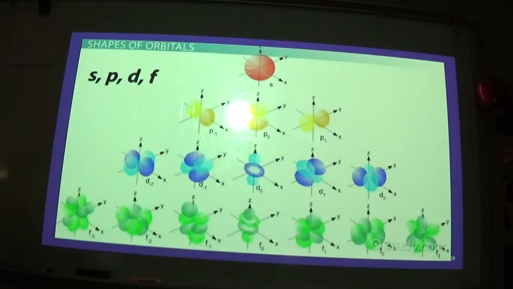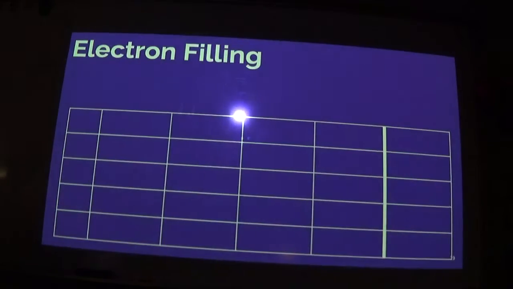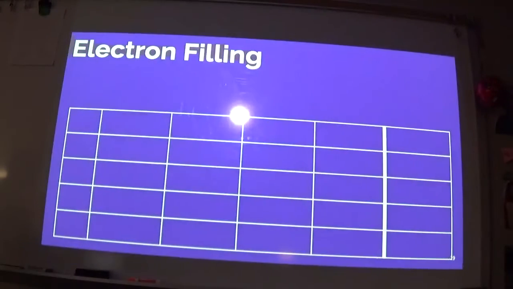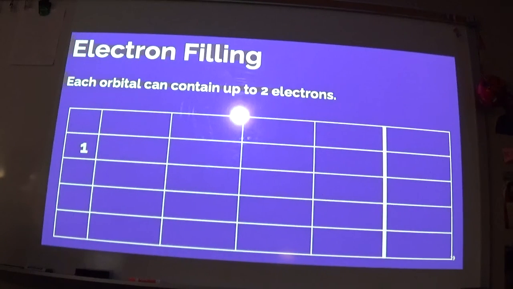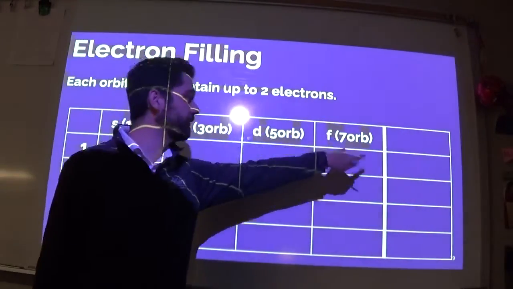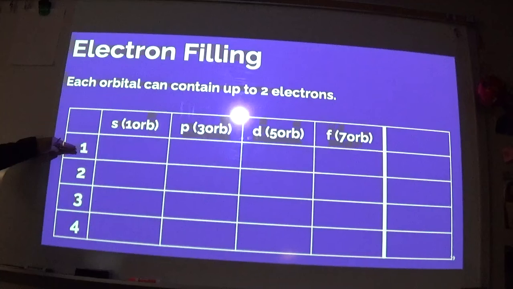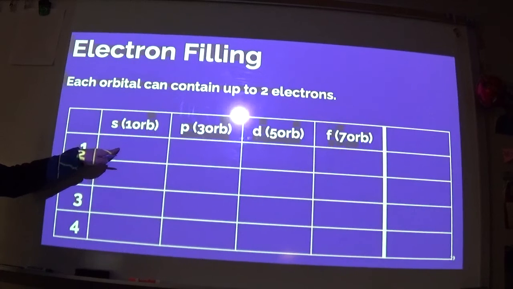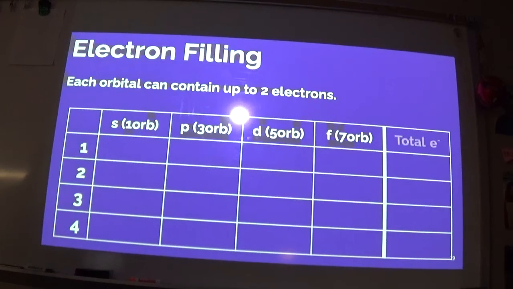So I think we're going to summarize here. This is a chart just to add up how many electrons we're dealing with on each energy level. Here are my energy levels, the first four. I have S, P, D, and F. S subshell has 1 orbital, 3 orbitals in a P, 5, 7. On the first energy level, I have 1 S only, which is 2 electrons, right? 2 electrons times 1 orbital, 2 electrons.